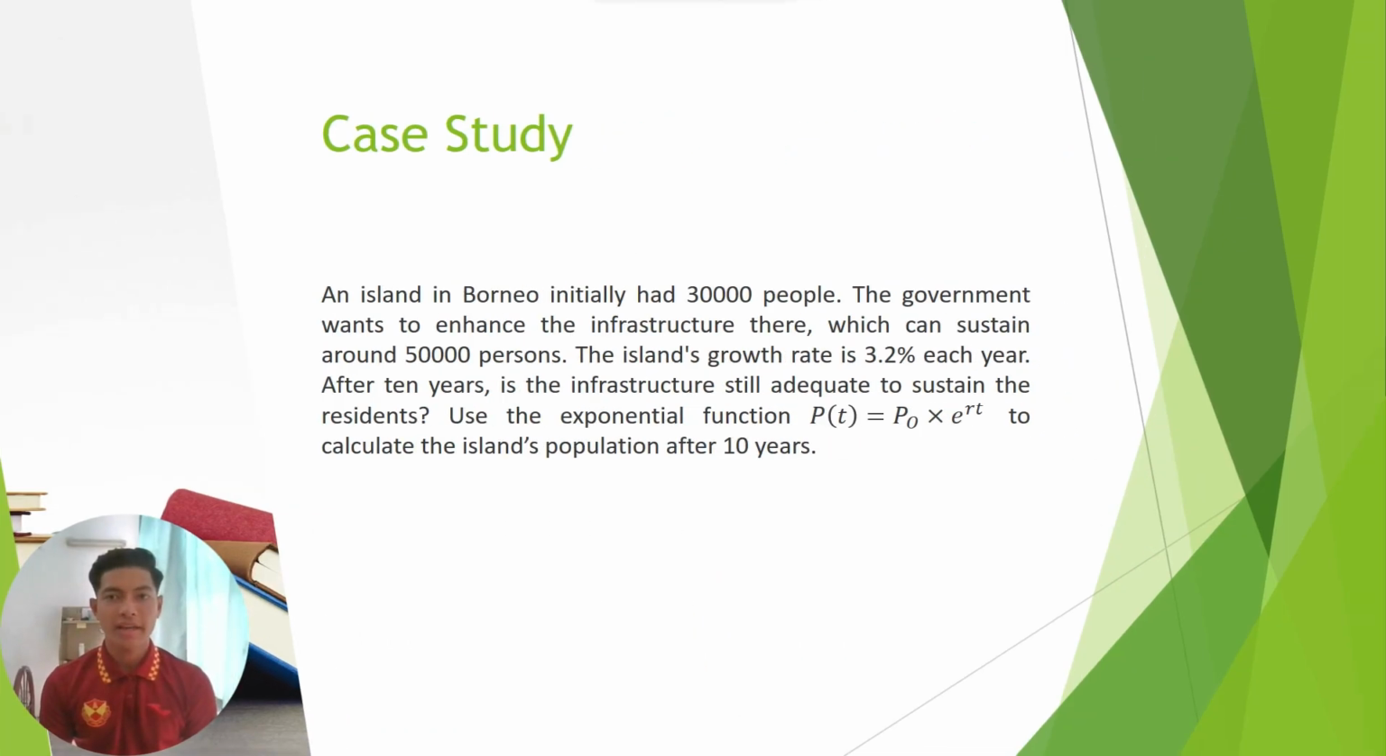Now, case study. An island in Borneo initially had 30,000 people. The government wants to enhance the infrastructure there, which can sustain around 50,000 persons. The island growth rate is 3.2% each year. After 10 years, is the infrastructure still adequate to sustain the residents? Use the exponential function P(t) = P0 times e to the power of r times t to calculate the island's population after 10 years.